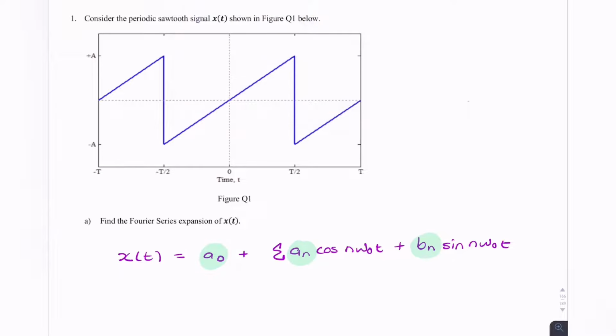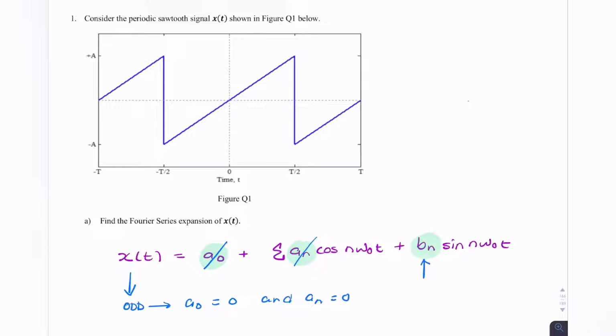Because x of t is clearly odd, we can say a naught is 0 and a n is 0. So these terms are 0. We don't have a cosine series. All we need to find is the bn. So it's much easier now.